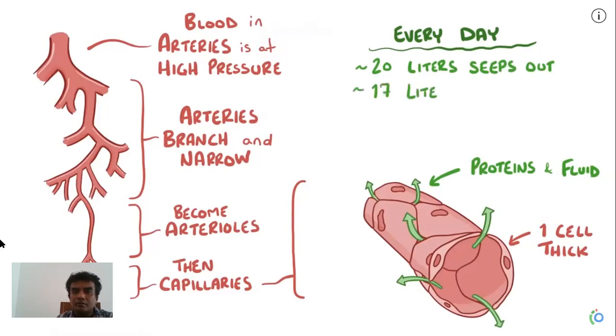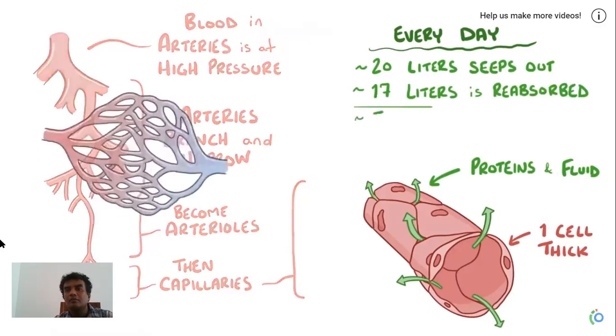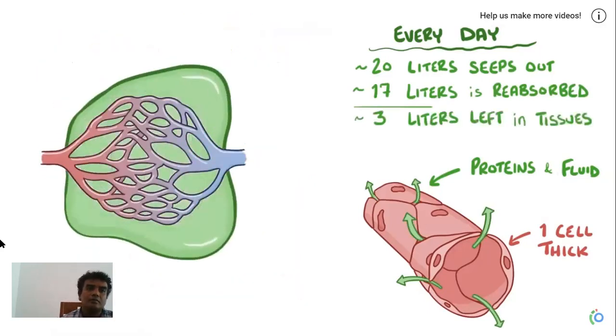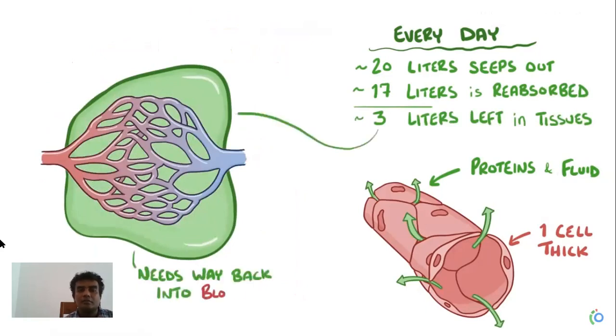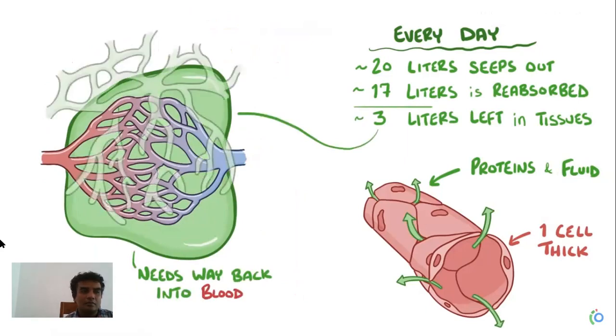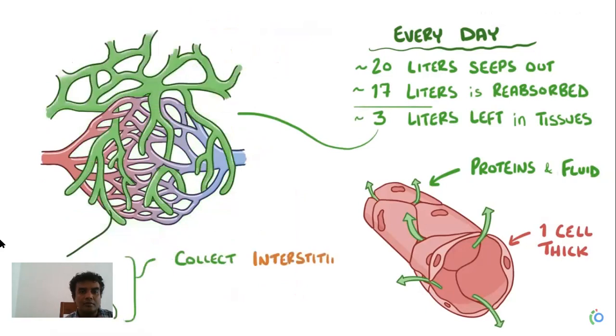About 17 liters gets quickly reabsorbed back into the capillaries, but that leaves around 3 liters of fluid behind in the tissues each day. This 3 liters of fluid needs to find a way back into the blood so that the body's interstitial fluid volume and blood volume both stay constant over time. That's where the lymphatic vessels, or just lymphatics, come into play. They collect excess interstitial fluid and return it to the blood.